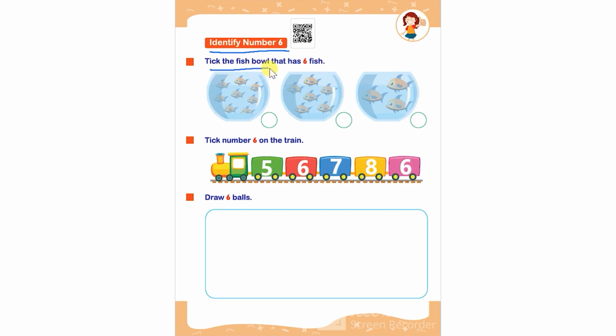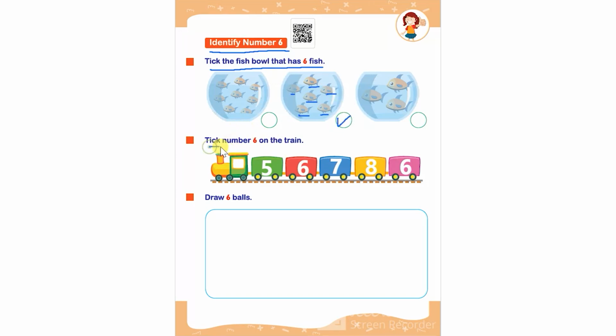Tick the fish bowl that has 6 fish. So over here the child has to tick the fish bowl that has 6 fish. So over here there are 6 fish. 1, 2, 3, 4, 5, 6. So they have to put a tick mark over here after counting the number of fish.